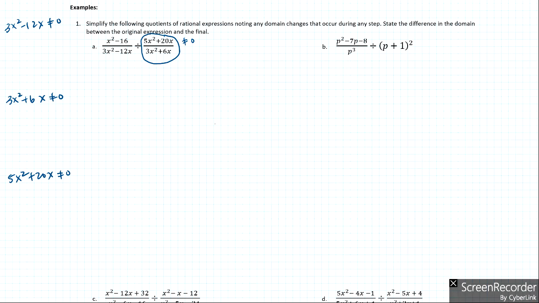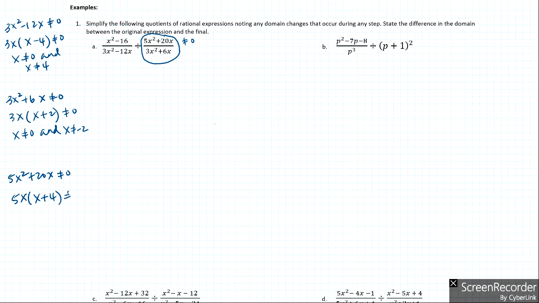For the first part, we can start with GCF. The greatest common factor here will be 3x. We can factor out, leaving us with x minus 4 doesn't equal 0. Therefore, x doesn't equal 0, and x doesn't equal 4. For the second part, 3x squared plus 6x, we can use GCF of 3x again, leaving us with x plus 2 doesn't equal 0. So again, x doesn't equal 0, and x doesn't equal negative 2. Lastly, we can have a GCF of 5x times x plus 4 doesn't equal 0. So x doesn't equal 0, and x doesn't equal negative 4.